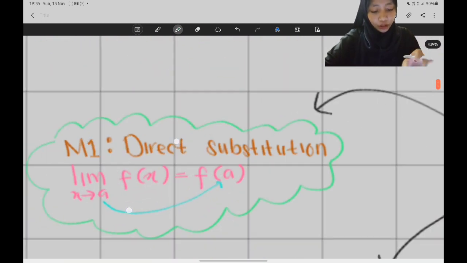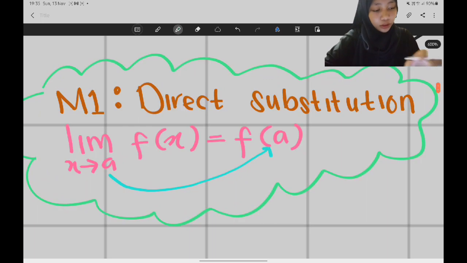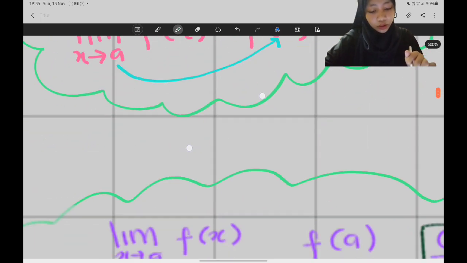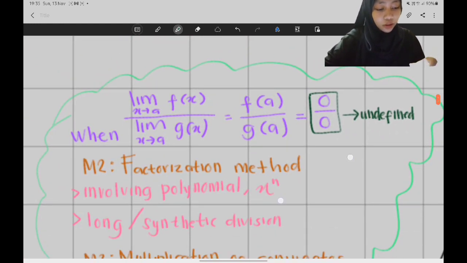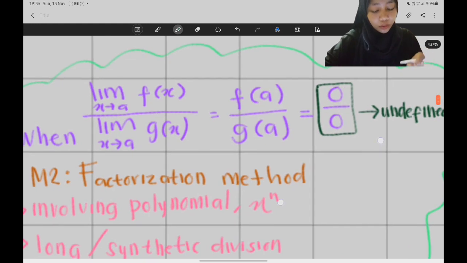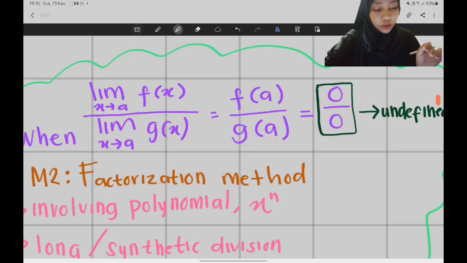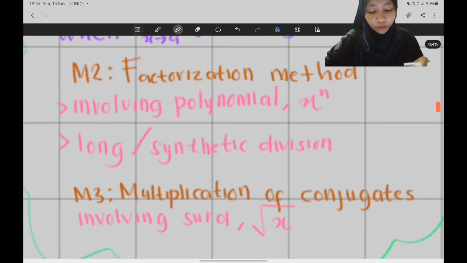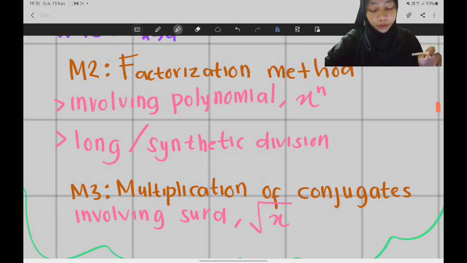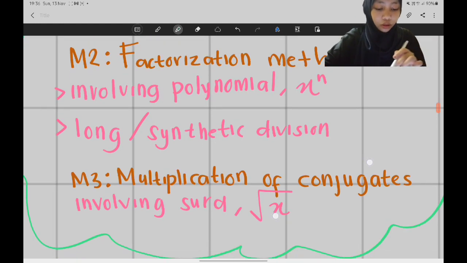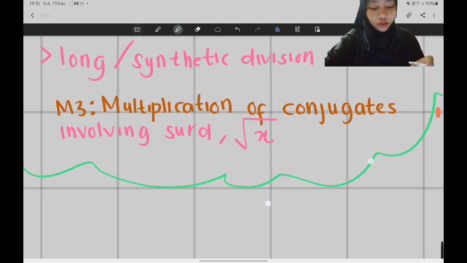Okay, the first method is simple direct substitution. Only substitute a for x. When we substitute the limit and it becomes 0 over 0, it is undefined. So there are two steps to solve this problem, which is method 2, the factorization method, involving polynomials, and we use long or synthetic division for this factorization method.